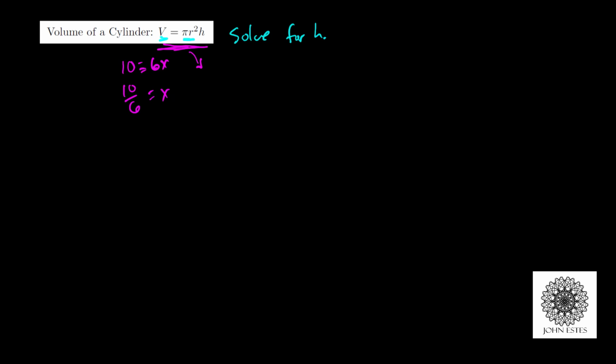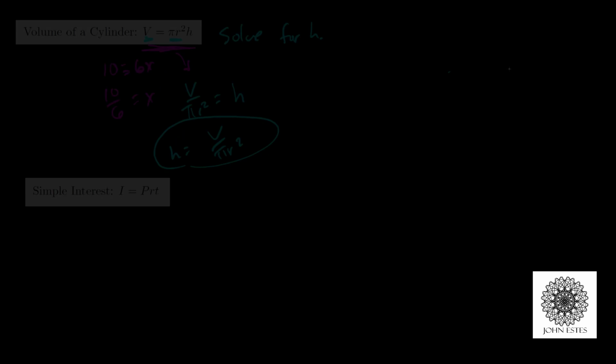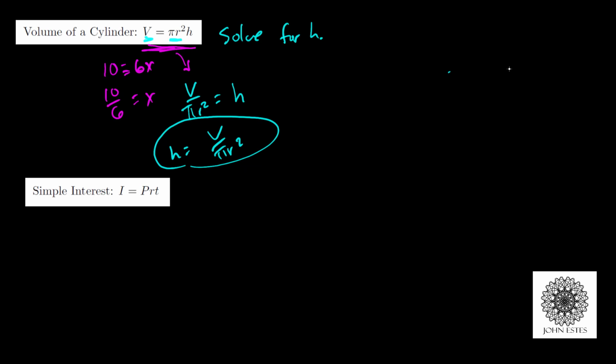I'm going to divide both sides by pi r squared, and when I do that, I'm left with h on the right hand side of my equation. So there it is. In this equation, h is volume over pi r squared. And there's my answer.